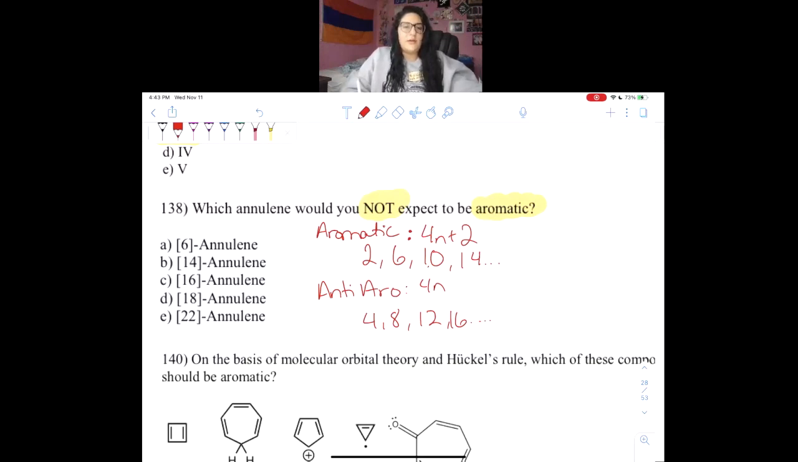So, in order to be non-aromatic, we know that any number besides these, so any odd number, would actually be non-aromatic. So, all we're going to look for is an answer choice that does not follow the 4n plus 2 rule. 6 checks out, 14 checks out. If we continue this trend, we would see that 18 and 22 also check out, but we automatically see that 16 is a multiple of 4.